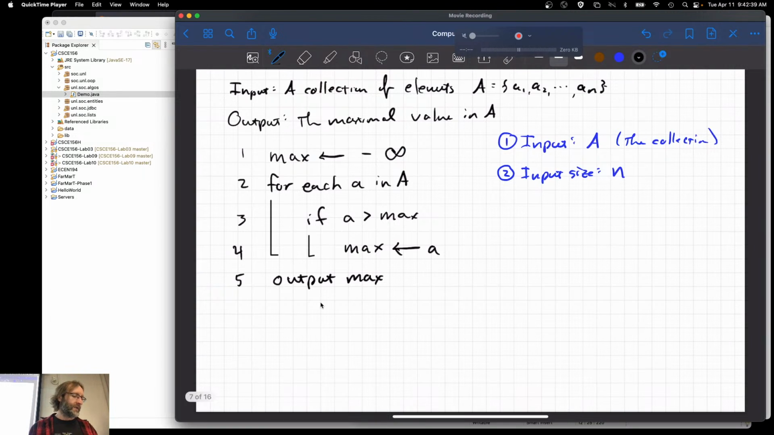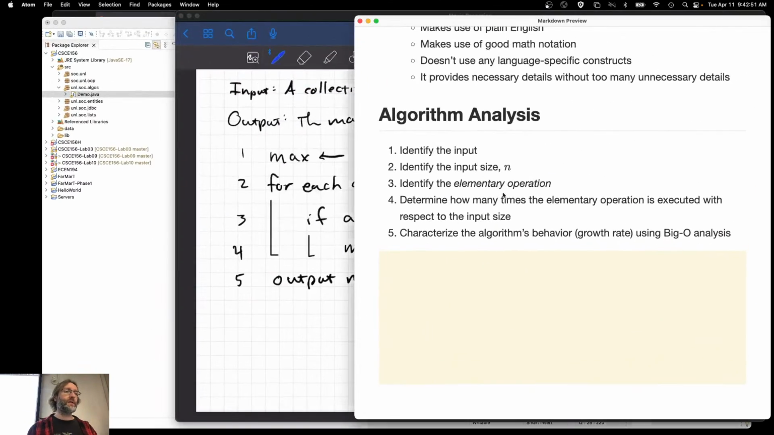Okay? So that's why I'm using lowercase n here, because natural numbers, n. It tells you that it's going to be an integer value, integral value. Okay. The third step, you need to identify the elementary operation. Now the elementary operation, in a real computer, you're doing register loads. You're doing cache hits and misses. You are loading from main memory. You are doing register jumps, et cetera, right?